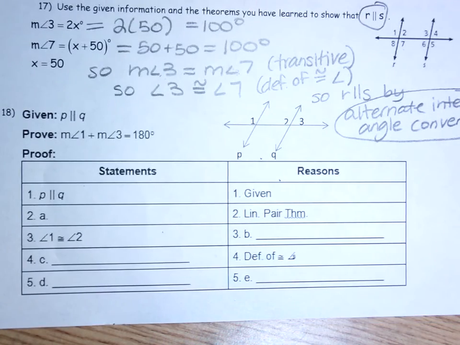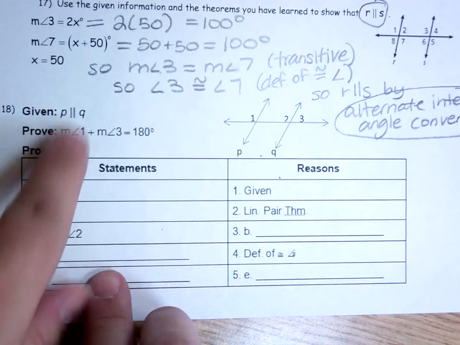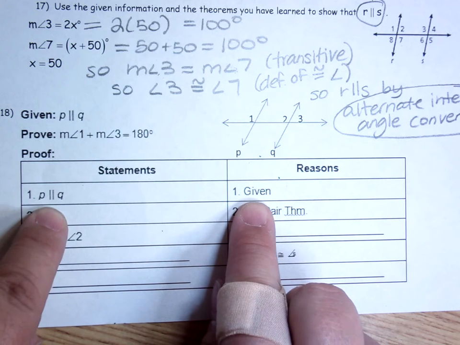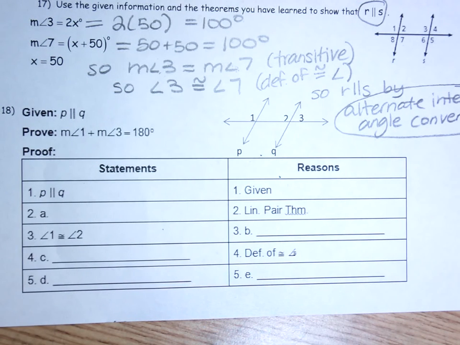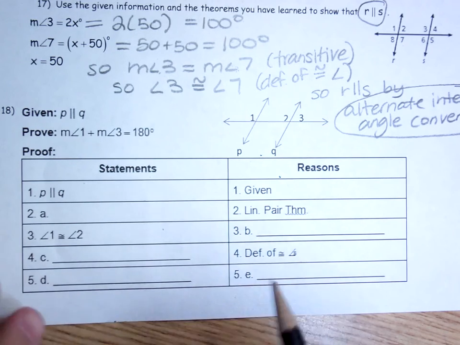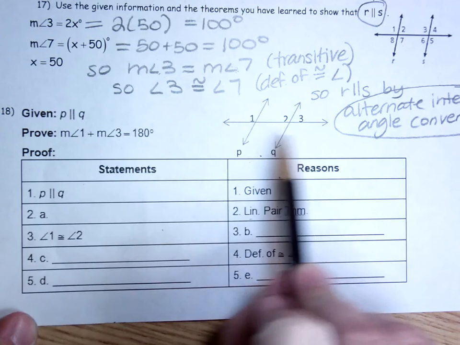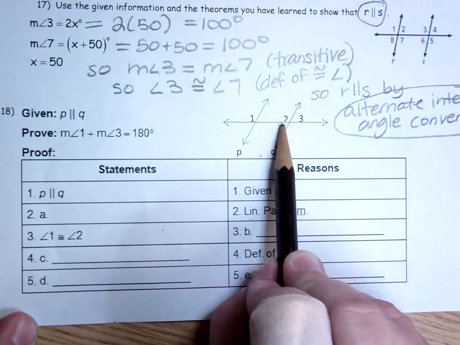All right, number 18 gives me this picture, and it starts out with the given information, which is that P is parallel to Q. So on this, we're starting with the lines being parallel, so we're not going to use any converses here. Okay, the next thing it says is that I should use the linear pair theorem. There's only one linear pair in this picture, and that's 2 and 3.